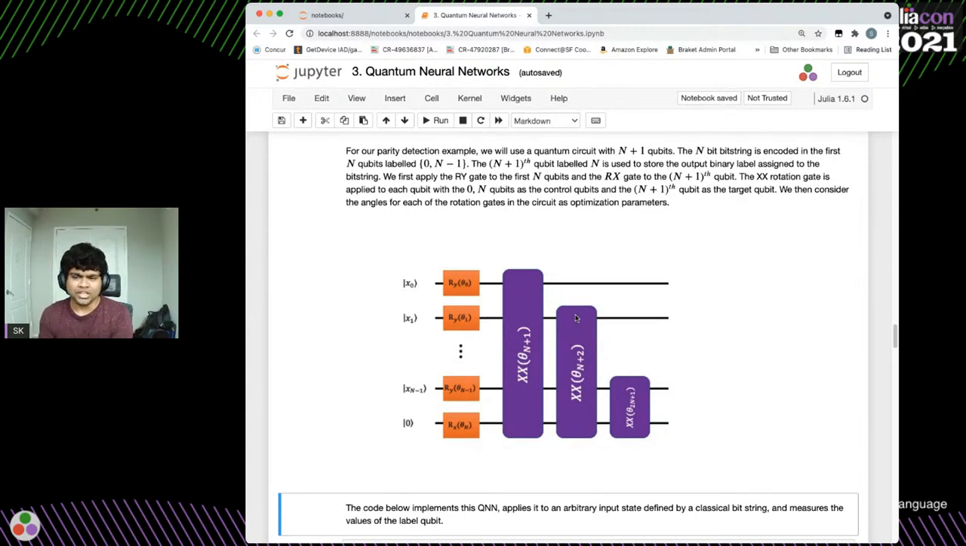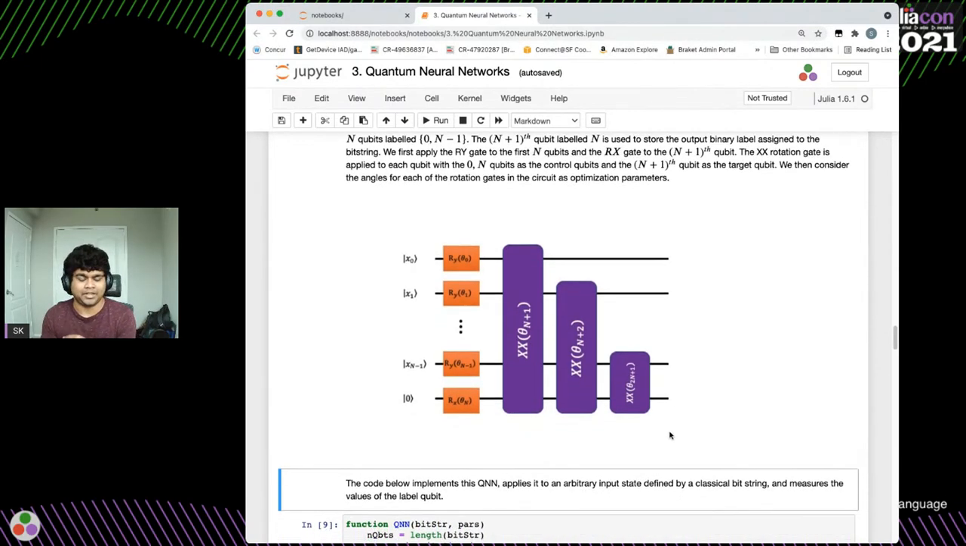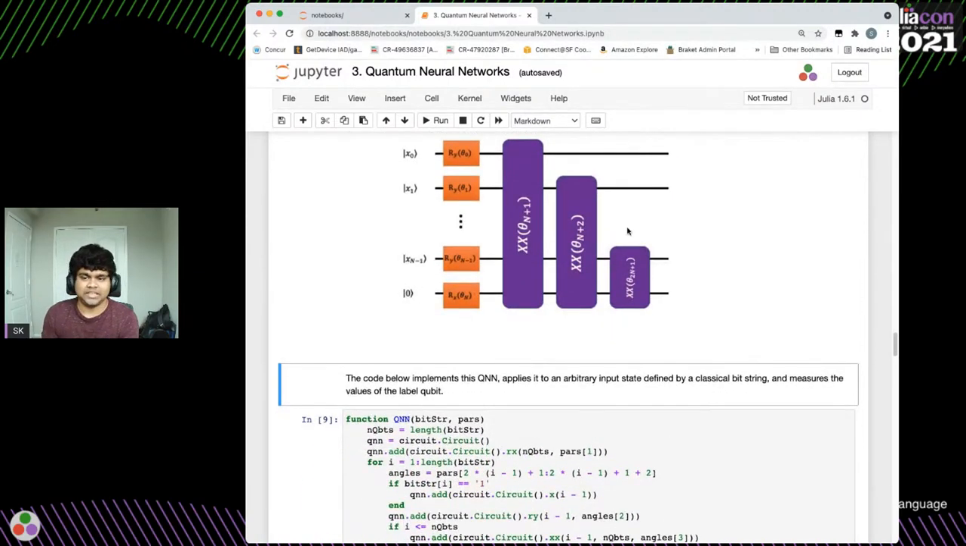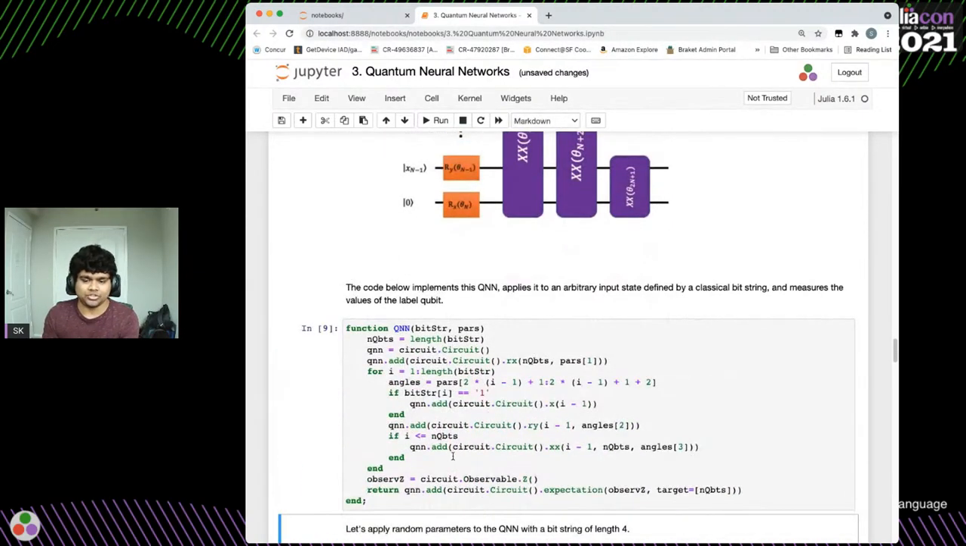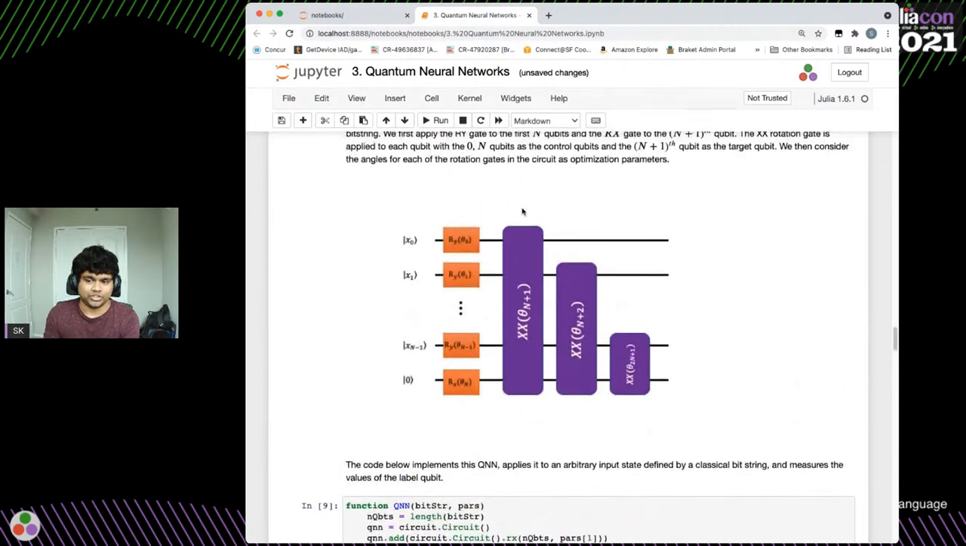Right. So in our n plus one qubit circuit, we will use the RY rotations, which is the rotation around the y axis, and for the label qubit, we'll use the rotation around the x axis, and then we'll use XX gates between every single qubit and the final qubit. Right, and you will measure the last qubit and consider that to be the label for that particular data point. Right, so the code below, the QNN function, basically takes a bit string as an input and then converts that bit string into the circuit that we just discussed here.